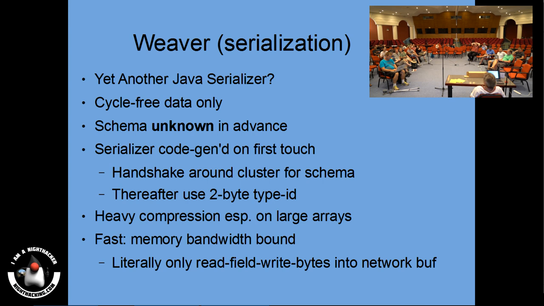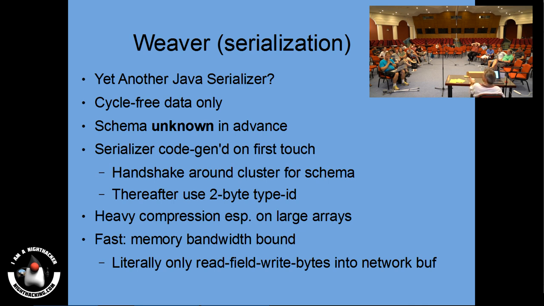If you look at the internet websites on how fast serializers go, schema known in advance is typically a lot faster, but I beat that one. So unknown, I don't care what your schema is. First time you touch a class that has to be serialized, at the first serialization event, there's a handshake around the cluster where we agree on what that object looks like in terms of its Java typing system. And then there's a 2-byte type ID that is used to negotiate that type. And thereafter, all the fields in that object are just crushed together end to end, knowing full well what that type layout is. And when I say crushed together, I do heavy compression on the fly because CPU is cheaper than network, especially for big arrays.